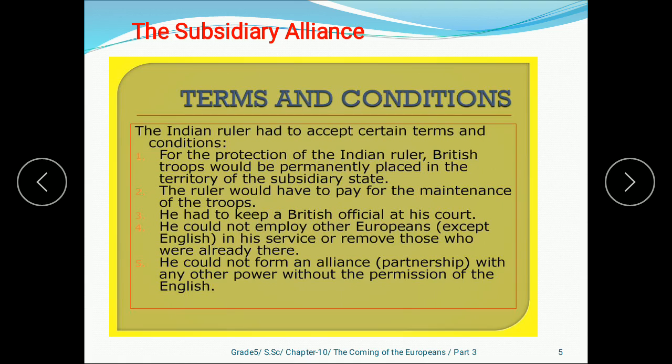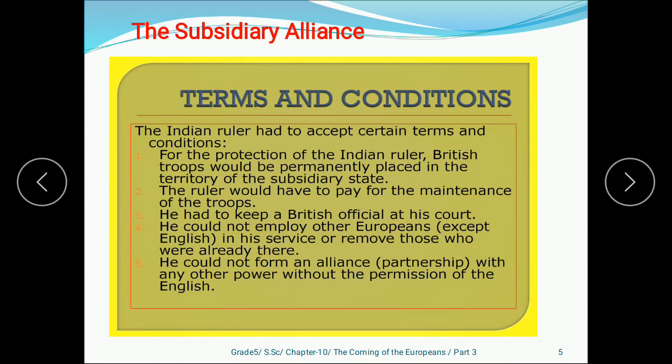The second rule was that the ruler would have to pay for the maintenance of the troops. Whatever amount was spent on the maintenance of the troops had to be borne by the Indian ruler. Third, he had to keep a British official at his court. Fourth, he could not employ other Europeans in his service or remove those who were already there. And fifth, he could not form an alliance or partnership with any other power without the permission of the English. So ultimately the Indian rulers came under the control of the Britishers.